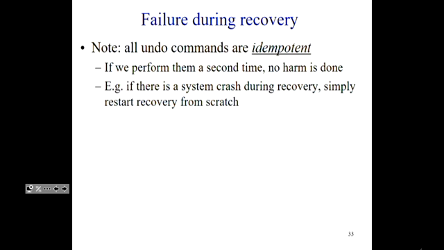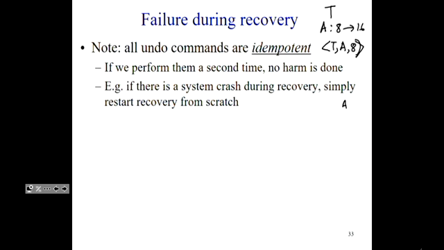Okay, so the reason we are able to do this is because all of these undo commands are idempotent, right? So if you perform them a second time, no harm is done. Let's say transaction T wanted to update the value of element A from 8 to 16. You've recorded on the log that T wanted to update A with old value 8. Okay? Now let's say T actually went ahead and did update the value of A to 16.